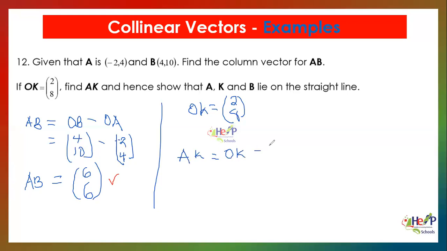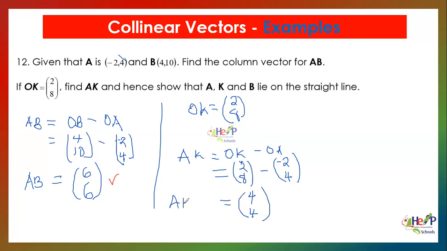Now AK, vector AK, is given by OK take away OA, like this. Then OK is given, which is 2, 8. Take away OA. OA is also given. OA is this one here. OA is negative 2, 4. Like that. And this gives us 4, 4. This is AK.